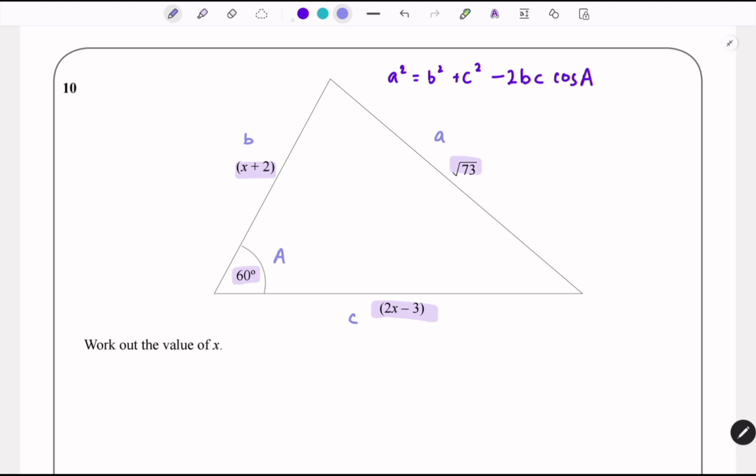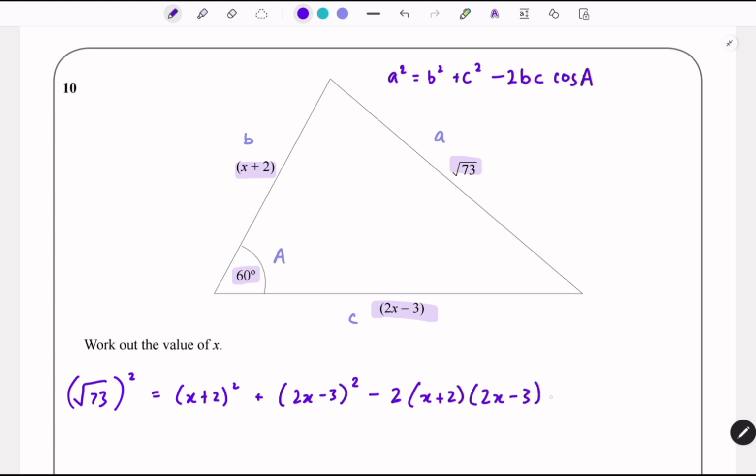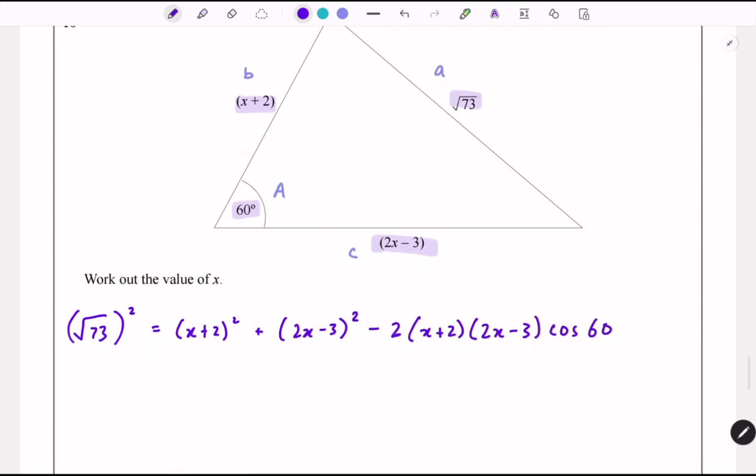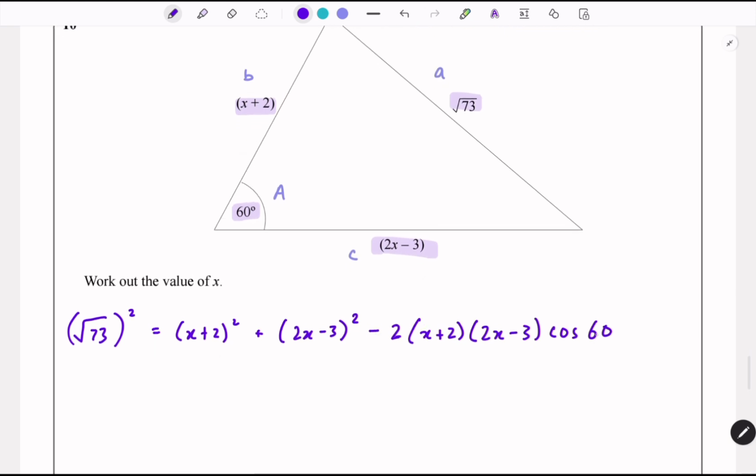So we've got a squared, which is root 73 all squared, equals b squared, which is x plus 2 squared, plus c squared, which is 2x minus 3 squared, minus 2 times b times c times cos of angle A, which is just 60. This could potentially be a non-calculator question as well, as you're expected to memorize your values for cos 60. I'm going to simplify now.